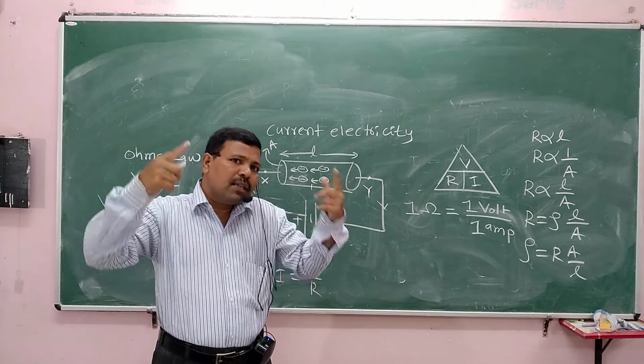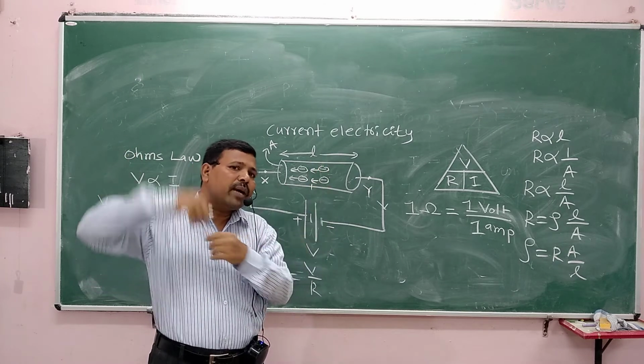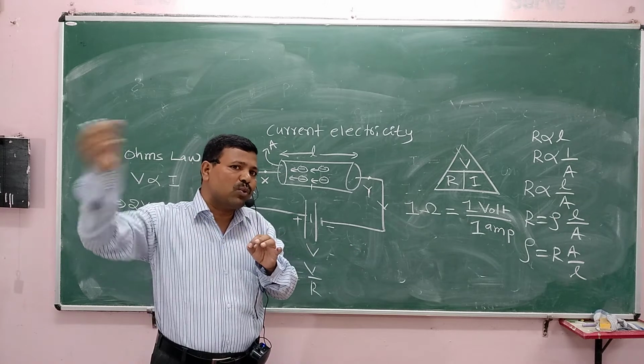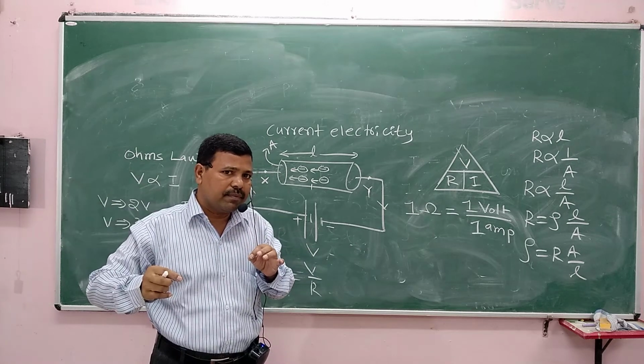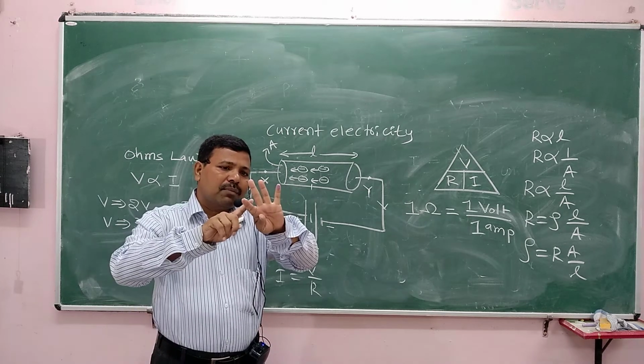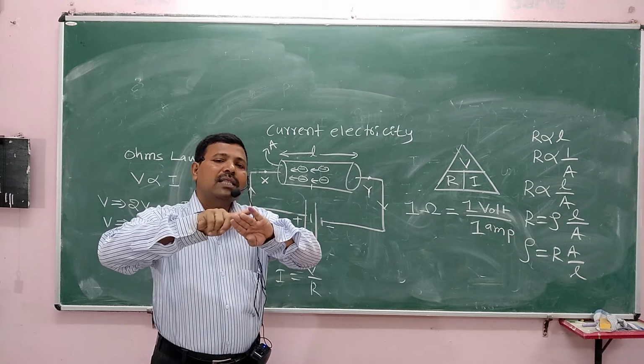If the temperature of the conductor increases, its resistance increases. That is why at high temperature Ohm's law does not hold good. At high temperature V is not proportional to I. So totally, resistance depends on four factors: length of the conductor, cross-sectional area, temperature and nature of the material.